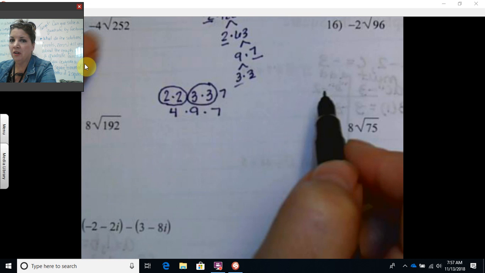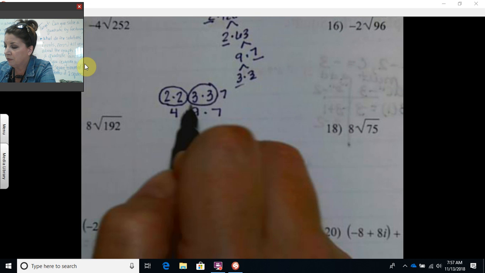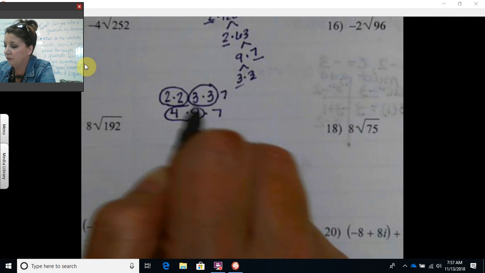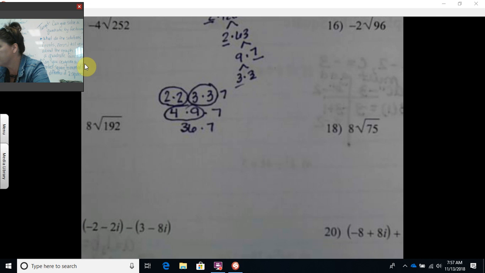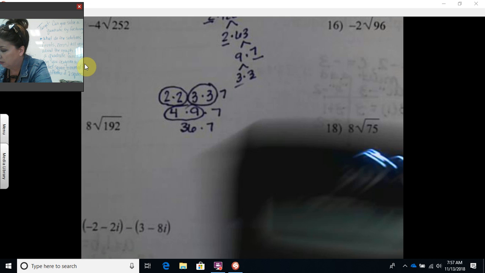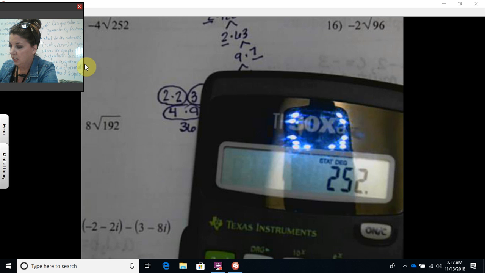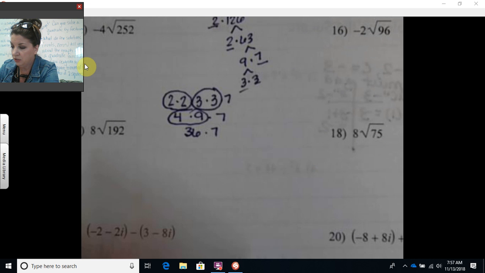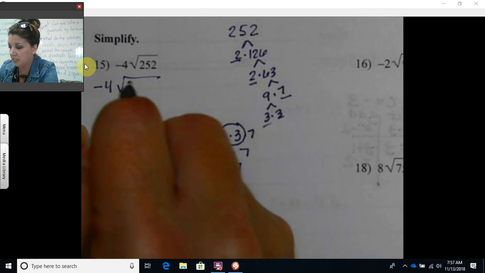Well, did y'all remember, and I've told you this before, that if you multiply two perfect squares together, the result is also a perfect square? Y'all remember that? So 36 times 7 should be 252, which it is. So I'm going to replace 252 with the square root of 36 times 7.